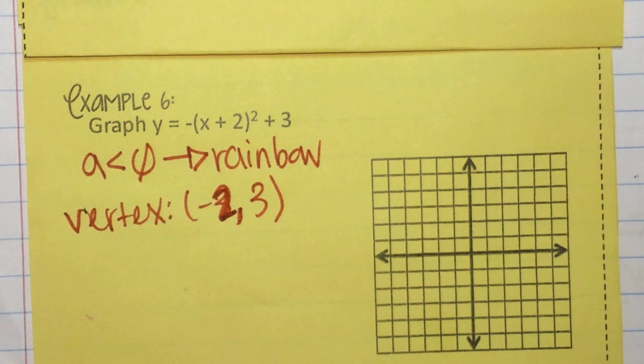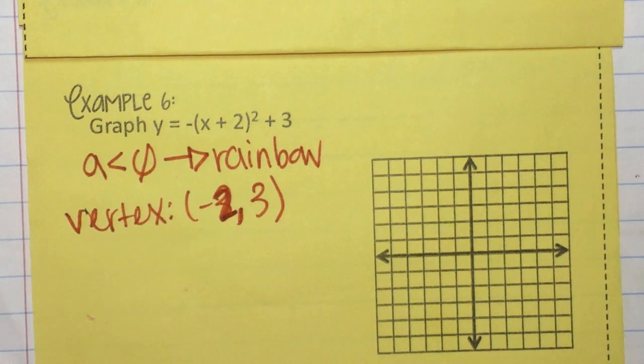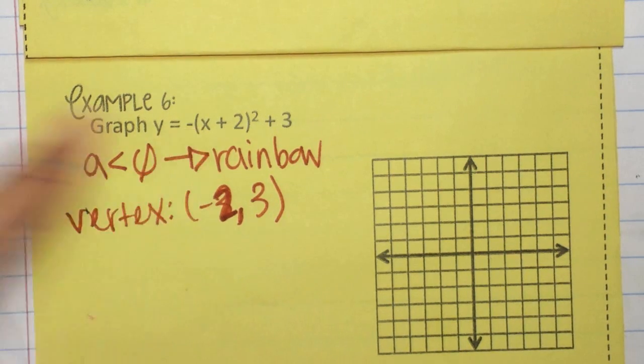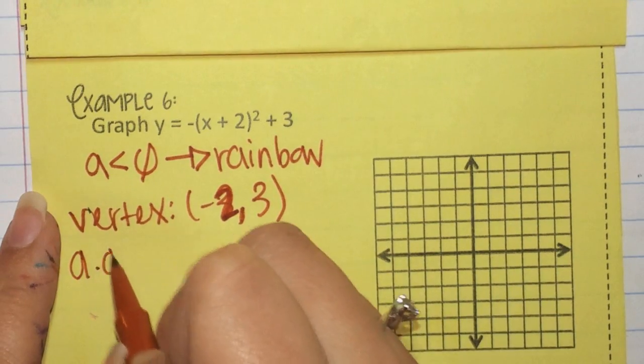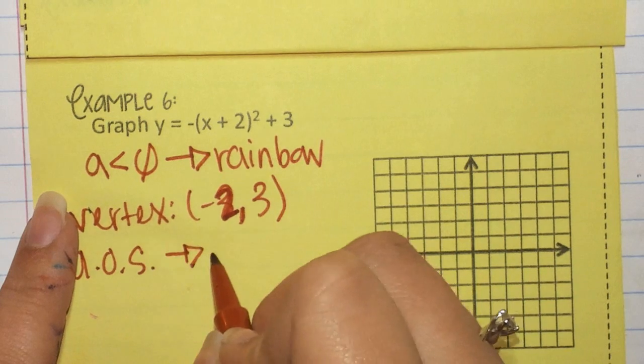All right, -2, 3. Does everybody see how we got that? Right. Because it's the opposite of what's inside and this number. The negative only affects whether we go up or down. So are we going up or down? When we graph it, what are we doing? You're going down, because it's negative. So the axis of symmetry is 2. No, -2.